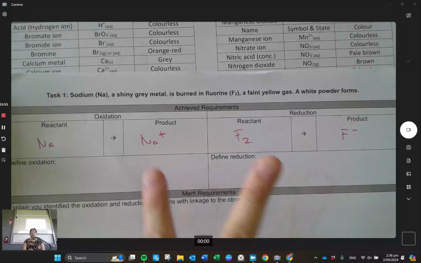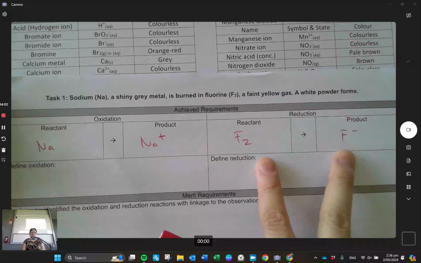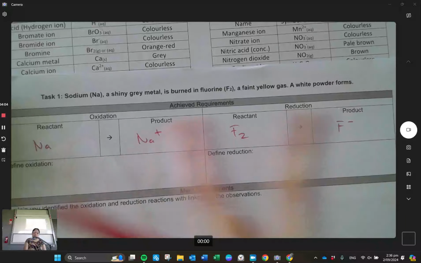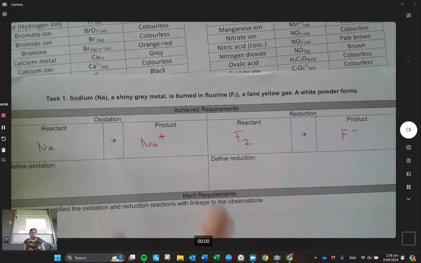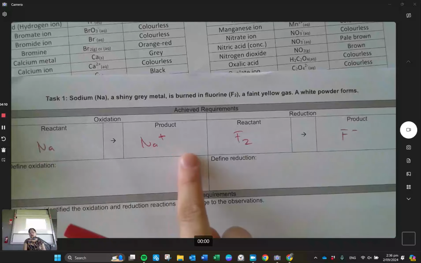I saw one person actually flip these the wrong way around. And if you flip them the wrong way around, then it's an automatic not achieved because you don't know how to classify oxidation and reduction. So if the fluorine pair was over here or the sodium pair was over here, that would have been marked as not achieved. If you had flipped these around and you had the charged ions on this side and the elements on that side, again, that would have been marked as wrong too. So that was the main barrier.